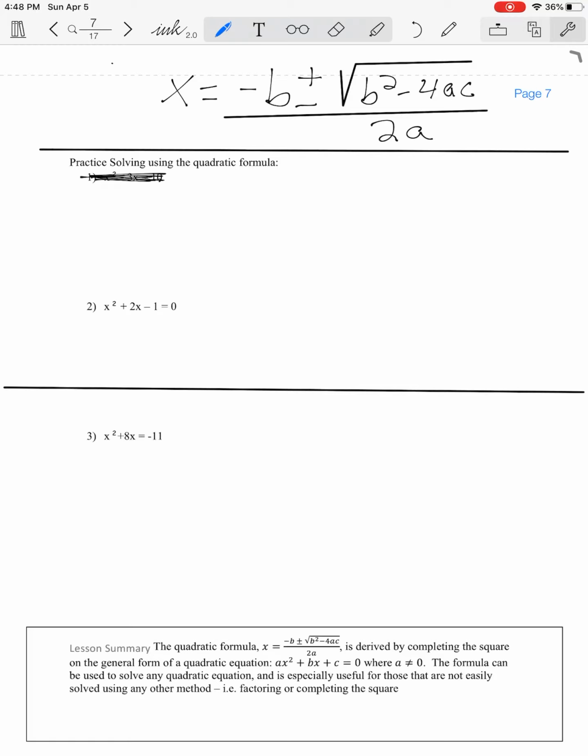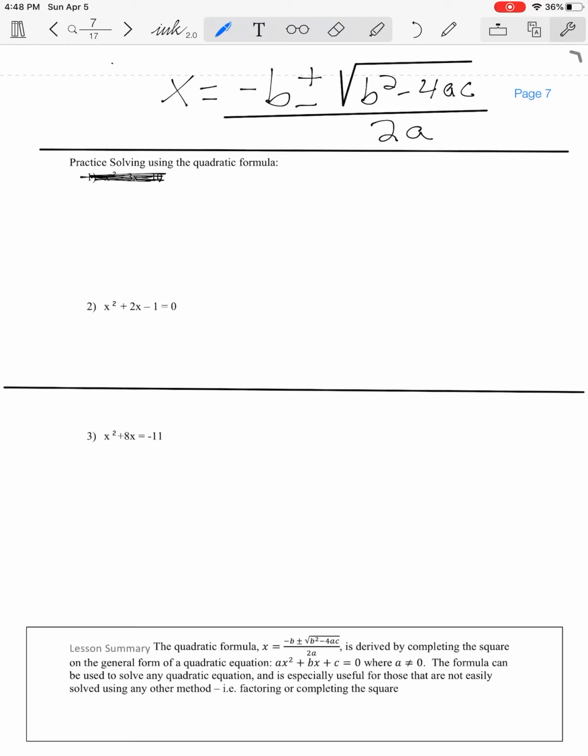I crossed out number 1. We already did number 1, so I'm going to show you number 2. You have your steps in your notes, and I also sent you a video. This video will be just a little bit of a review.